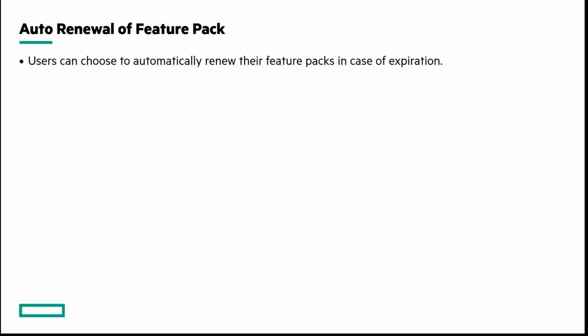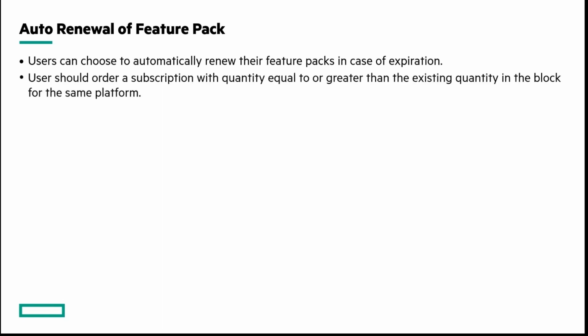Users can choose to automatically renew their feature packs in case of expiration. For that, the user should order a subscription with quantity equal to or greater than the existing quantity in the block for the same platform which is going to expire. It is like keeping an extra stock of feature packs. There is no need to activate ordered feature packs for this renewal.